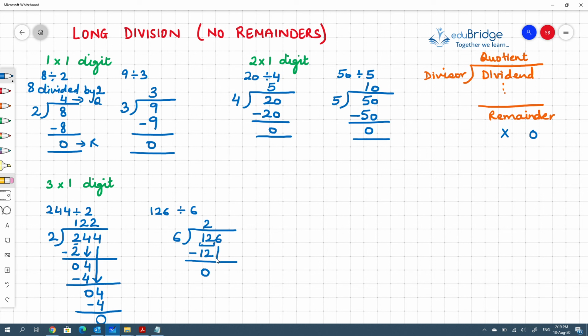We bring the next number down, 6. 6 times 1 is 6. We subtract it again. 6 minus 6 is 0. Do we have any more numbers after this? No. It means we stop here, and 0 is our remainder and 21 is our quotient, or the answer.